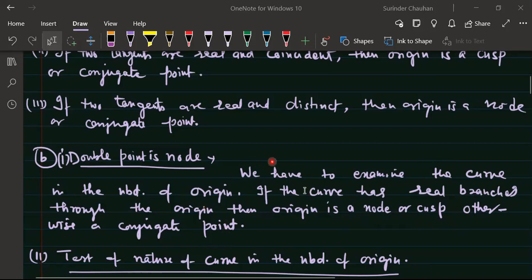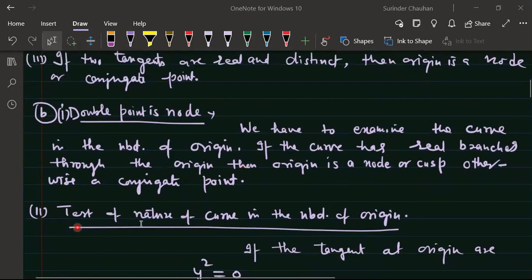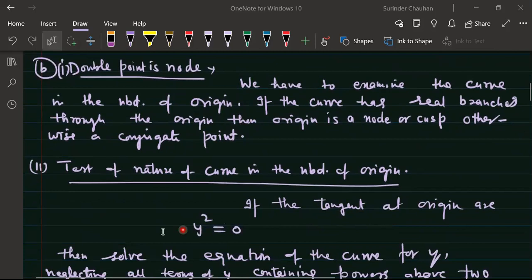So this is important. We have to discuss how to decide this. We will discuss it later on: the test of the nature of the curve in the neighborhood of the origin. How to discuss it in the neighborhood of the origin.